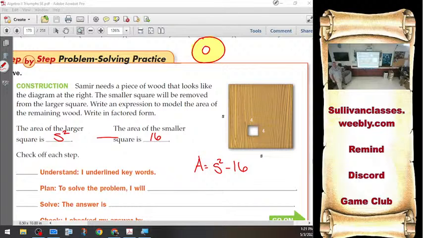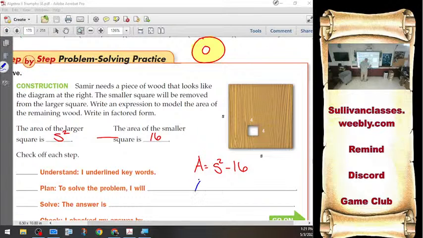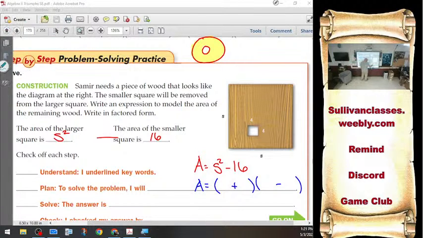But then they tell me to write it in factored form. So, I see a couple of perfect squares. I see no middle term. I know it's going to be a plus minus pair. I just have to find out what's the square root of this guy and the square root of that guy. What's the square root of S squared? Square root of 16. 4. Ta-da, done.